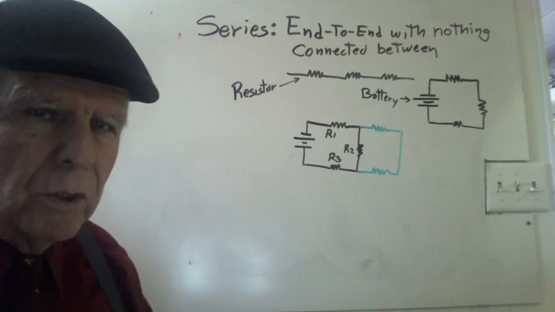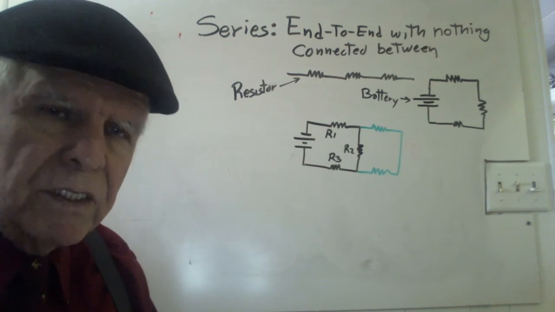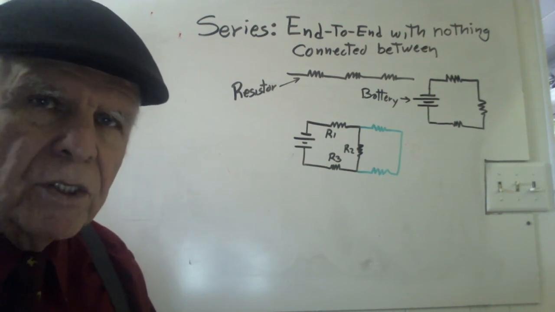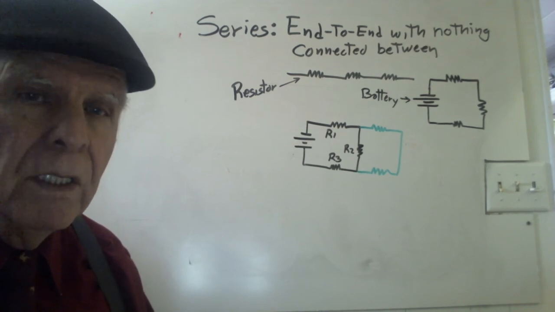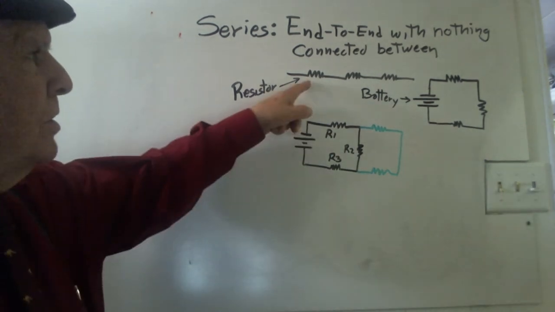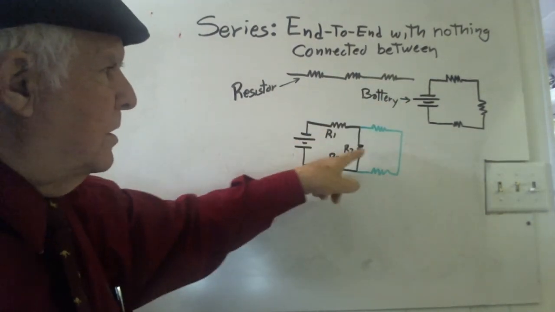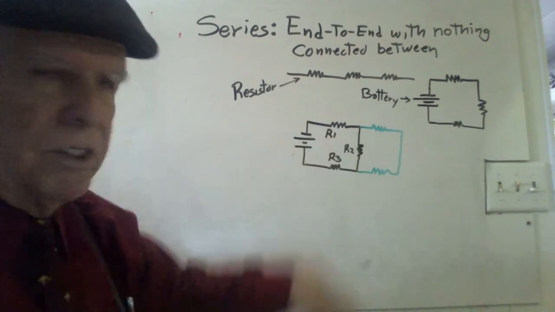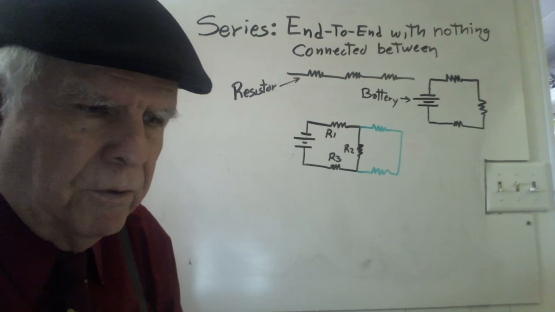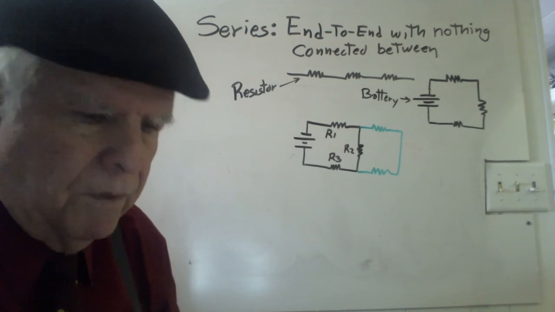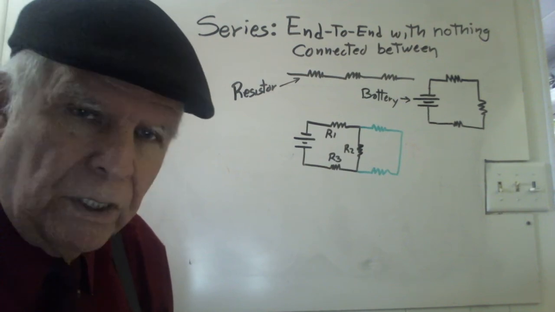Now we're looking at a series circuit. What is series actually? Series is a situation where the resistors are connected end to end with nothing connected between. Now, this is a resistor right here, and there's another resistor and another one. And each of these are resistors. Resistors oppose current flow, and they give off the energy in the form of heat. We'll be talking about resistors a great deal in the coming 2 weeks.